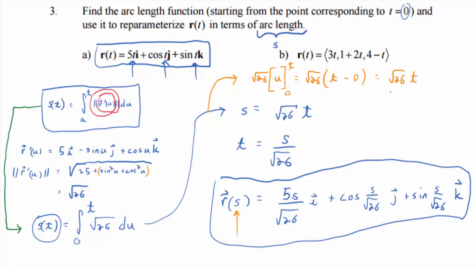Okay? And by the way, anytime your integrand is a constant and you have something of this form, 0 to t, it's always going to be whatever the constant is times that upper limit, if the bottom limit's 0.